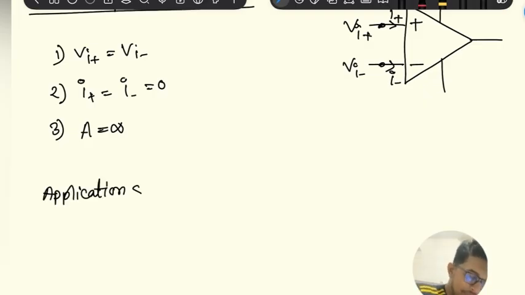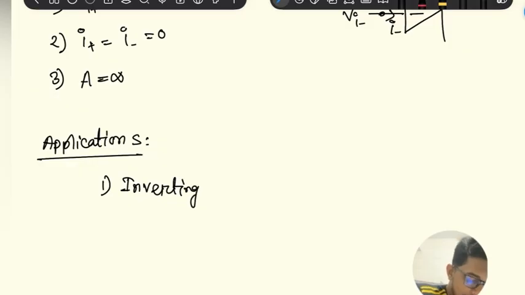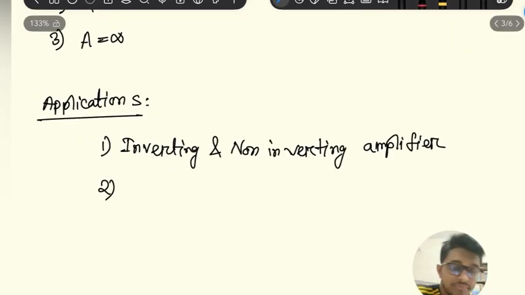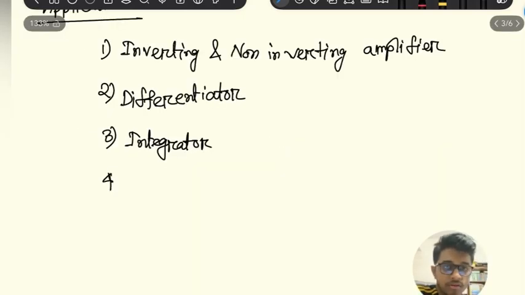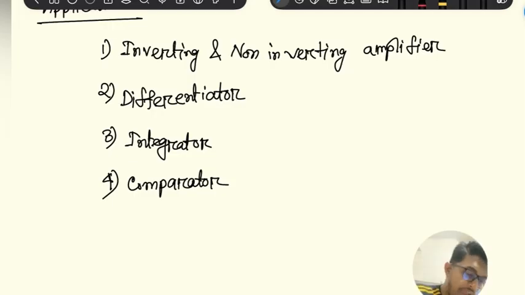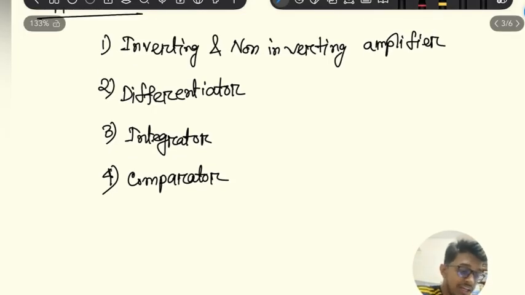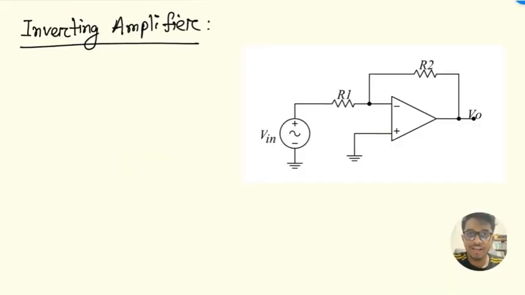Now let's see some applications of op-amps. One is inverting and non-inverting amplifiers. The second one is differentiator. The third one is integrator. The fourth one is comparator, and many other applications also. In this lecture we will explore the inverting and non-inverting amplifier. Okay, so now let's see how an inverting amplifier works.